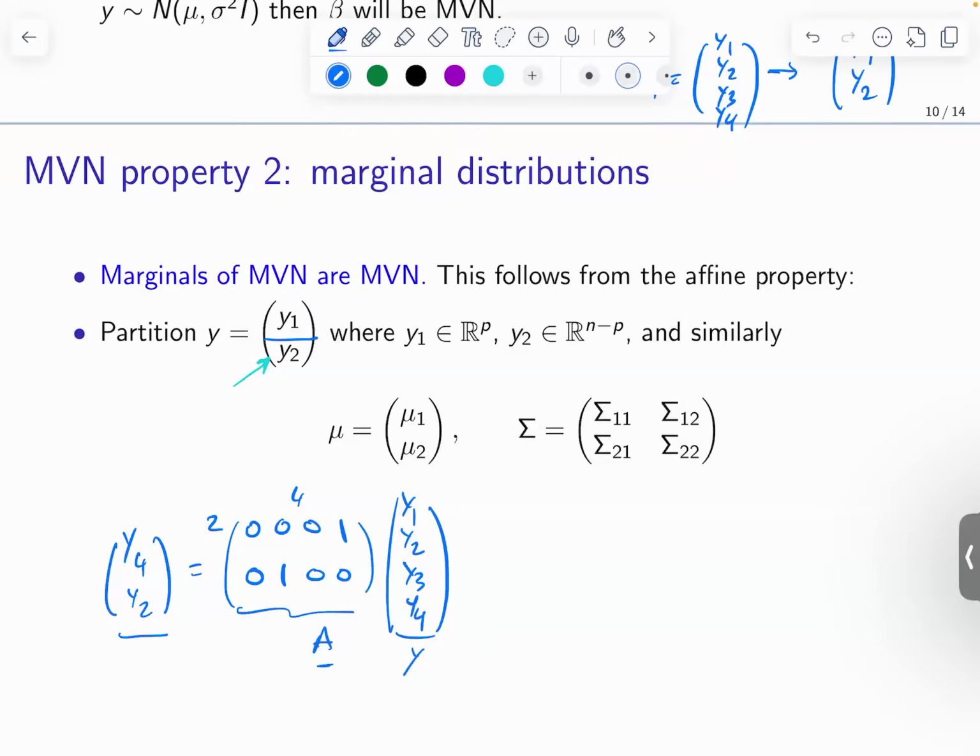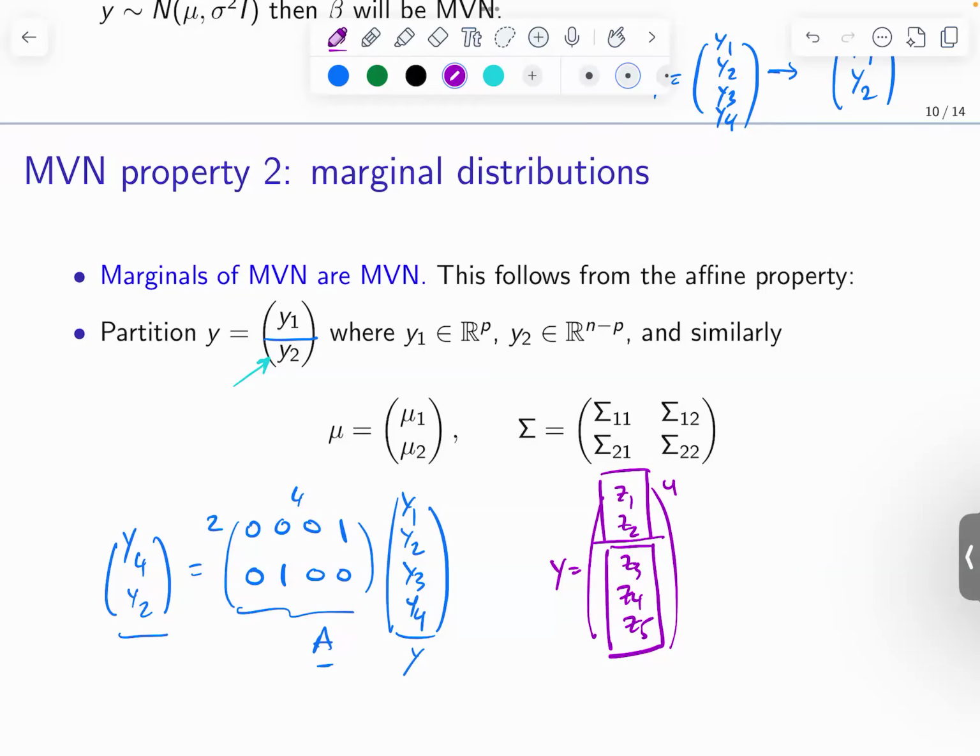You don't mess around with the order. So for example, let's say, okay, I'm going to use z to avoid confusion. Let's say y has coordinates z1, z2, z3, z4, z5, and I'm going to split it into two parts: a 2 by 1 and then a 3 by 1 vector.